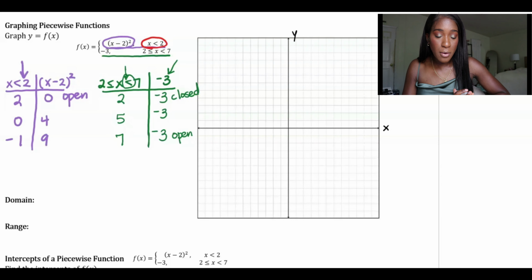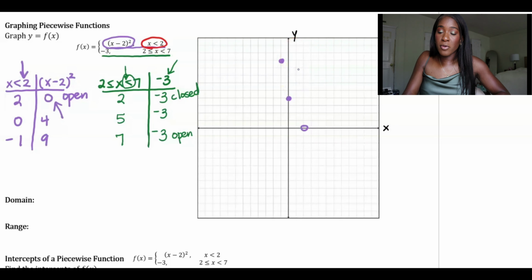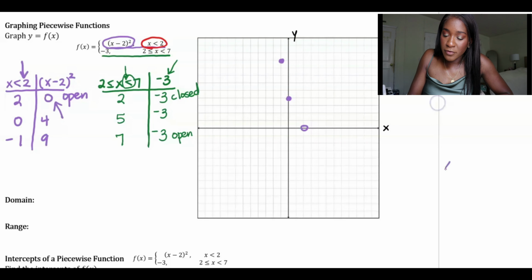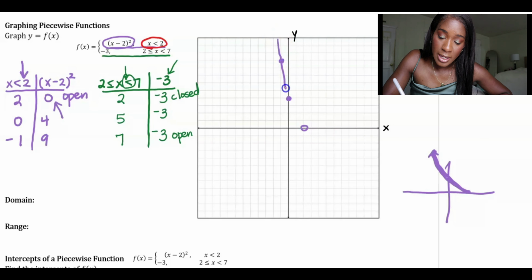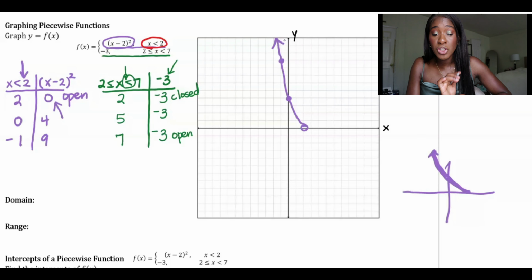So the point 2, 0, I have an open point there. I'm looking at the first point on my purple table. I have the point 0, 4. It's right there. And I have the point negative 1, 9. This would be 6. That would be 8. That would be 9. Okay, there's the point negative 1, 9. Remember, the entire graph was a parabola that was shifted 2 units to the right. The entire graph looked like that. We're only seeing half of it. So I'm going to connect these points like that. Don't try to connect them to look like a line, because it's not a piece of a line. It's a piece of a parabola, so it should look curved.